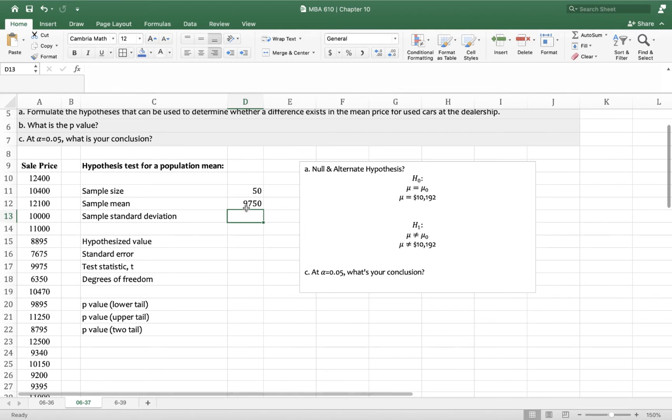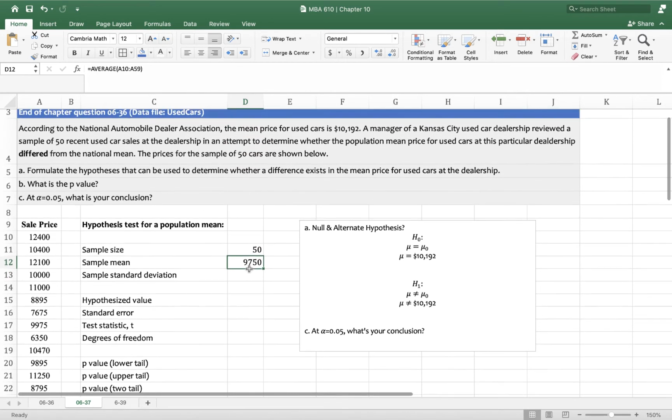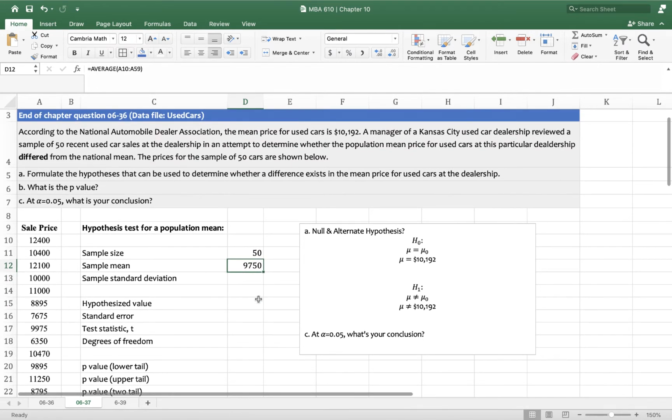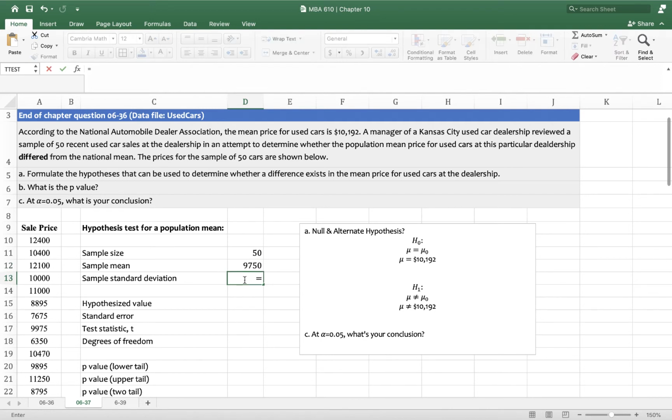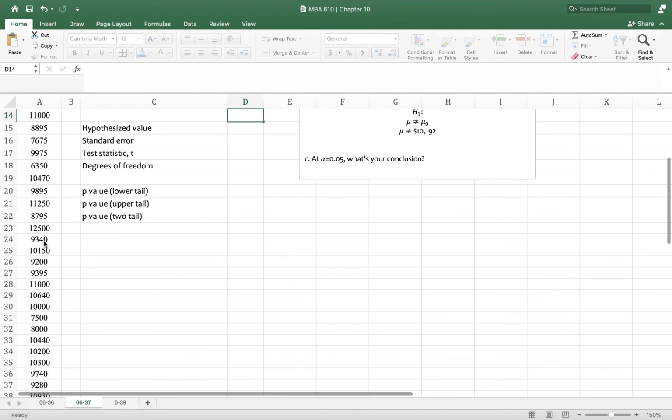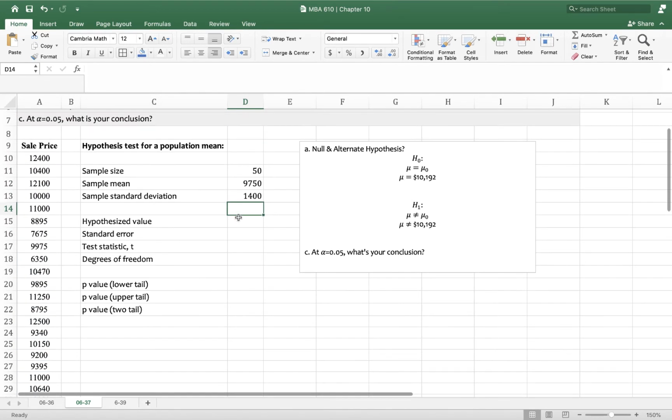So here we can see that our dealership had an average vehicle price of $9,750, which is less than the national average of $10,192. We can also calculate the sample standard deviation by STDEV.S. So our standard deviation is 1,400.